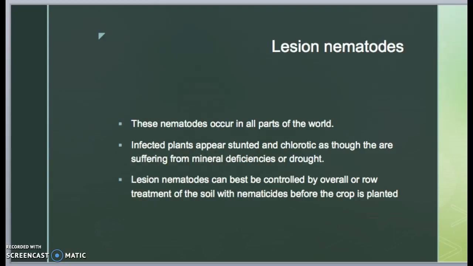Lesion nematodes. These nematodes occur in all parts of the world. Infected plants appear stunted and chlorotic, as though they are suffering from mineral deficiencies or drought. Lesion nematodes can best be controlled by overall or row treatment of the soil with nematicides before the crop is planted.